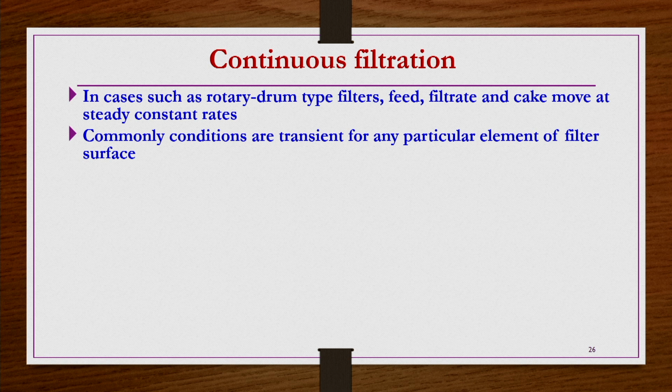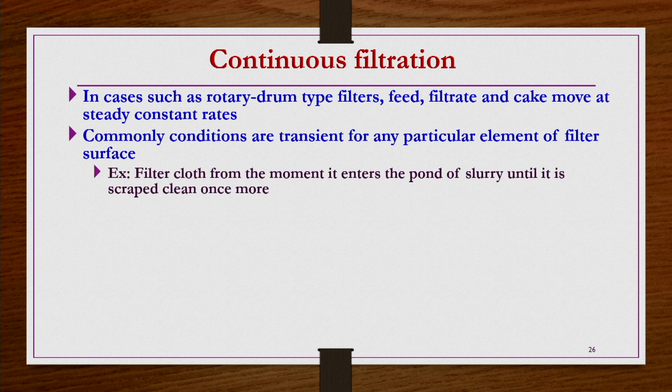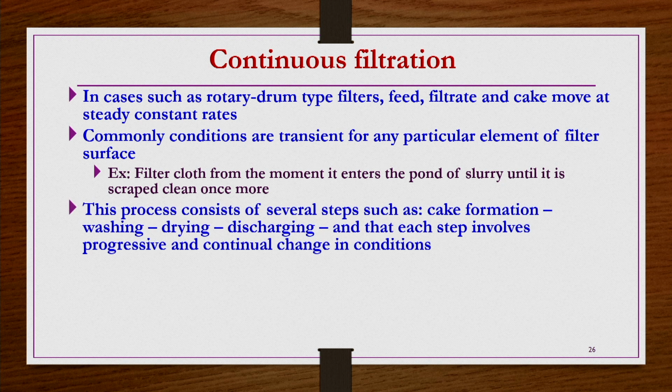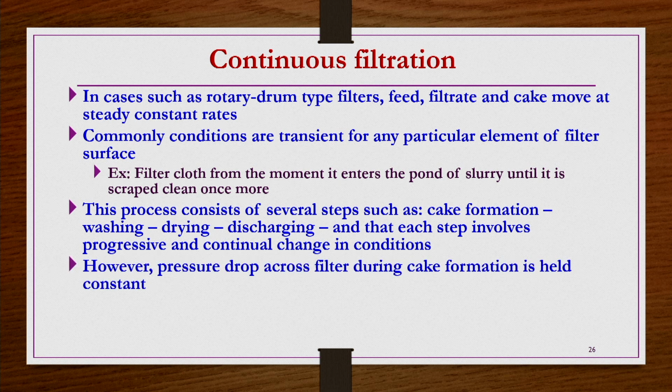Commonly, conditions are transient for any particular element of the filter surface, as we know. For example, the filter cloth, from the moment it enters the pond of slurry until it is scraped clean once more, is a function of time. This process consists of several steps such as cake formation, washing, drying and discharging, and each step involves progressive and continual change in the conditions with respect to time. However, the pressure drop across the filter during cake formation is held constant. Though the process is continuous, the pressure drop is held constant.